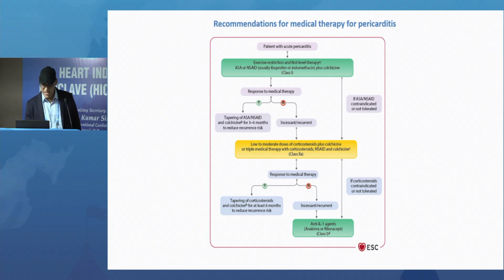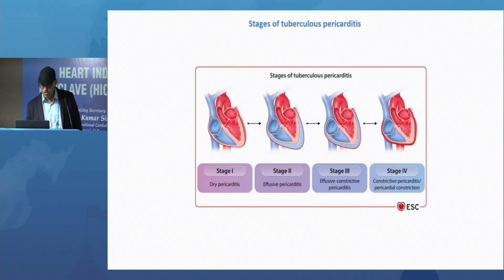there are patients who do not respond to this, or are recurrent or incessant. The drugs they have given are anti-interleukin 1 agents like anakinra or rilonacept, which can be given in these patients. Somebody who can tolerate none of these drugs, corticosteroids can be given only in that group of patients.